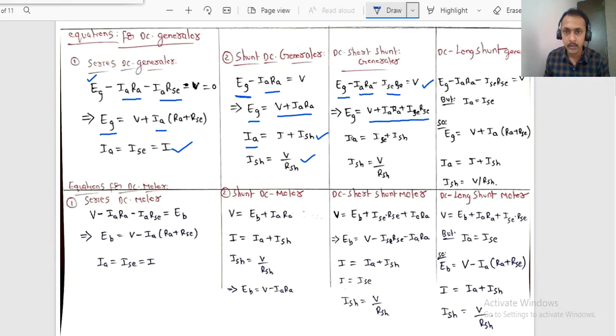But in short shunt, as we have discussed earlier, the armature current IA is equal to ISC plus ISH. Shunt current in all the cases will be the same, ISH equal to V divided by RSH. These are very important formulas, dear students, with respect to DC generators and DC motors, right? These equations are important. While attempting the problems also, we must be in a position to recollect these formulas. Then only we can easily write an essay on this topic.